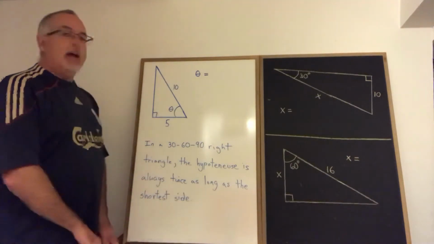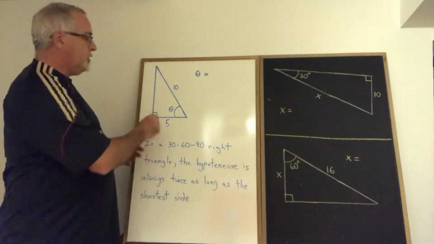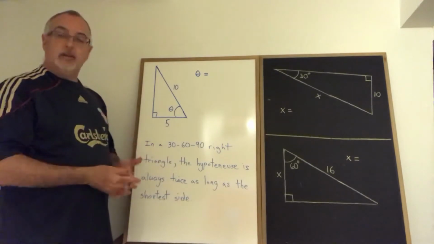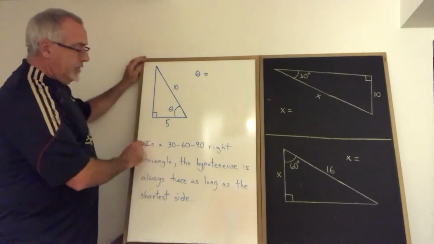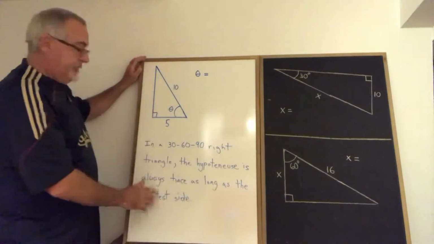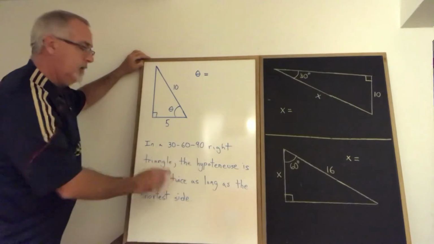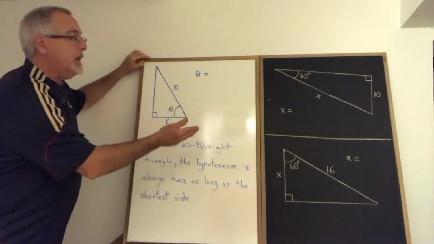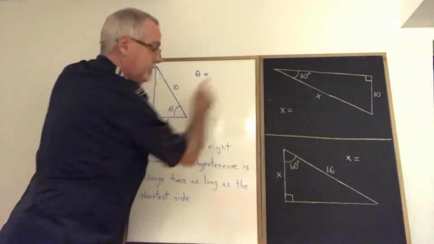Today's daily dose of math is about a special relationship that exists between the shortest side and the hypotenuse in a 30, 60, 90 right triangle. And that relationship is described here. This is a rule. In a 30, 60, 90 right triangle, the hypotenuse is always twice as long as the shortest side. This is convenient. It helps us to answer questions in geometry. In fact, I can use it to answer all three of these questions.